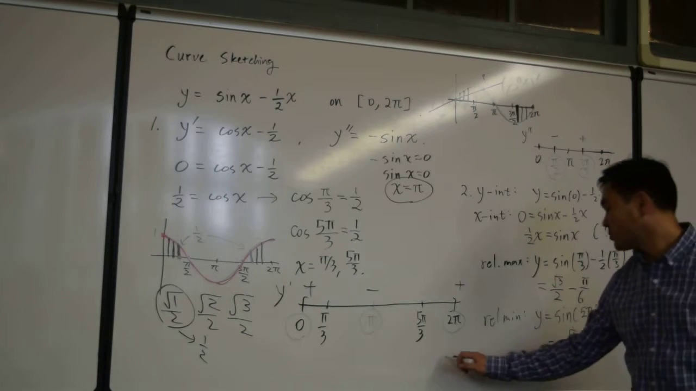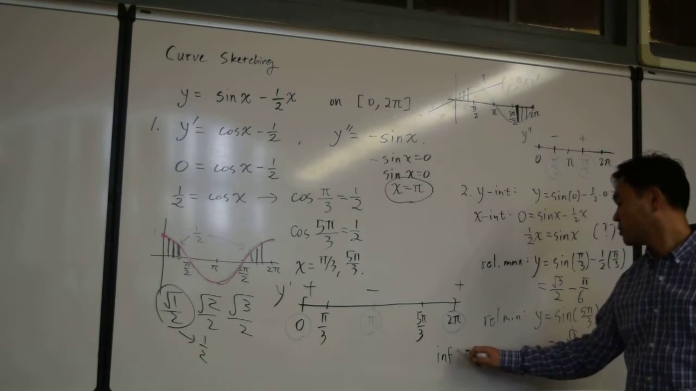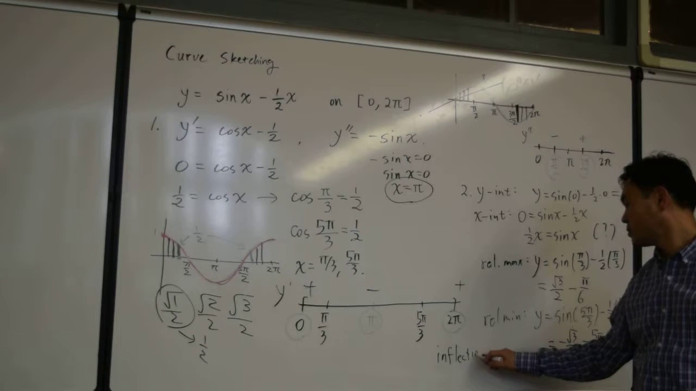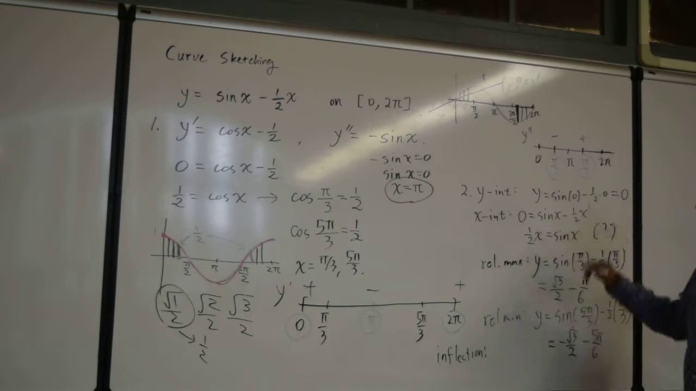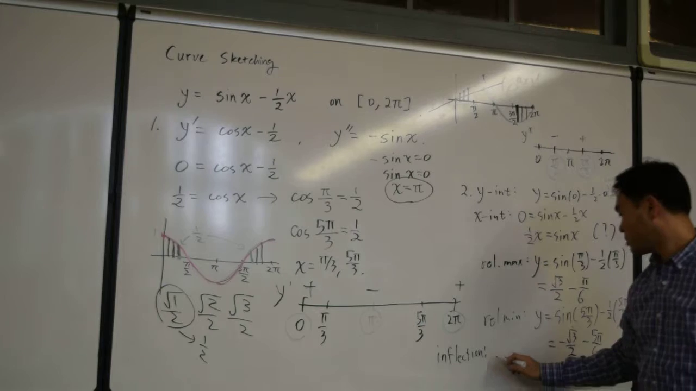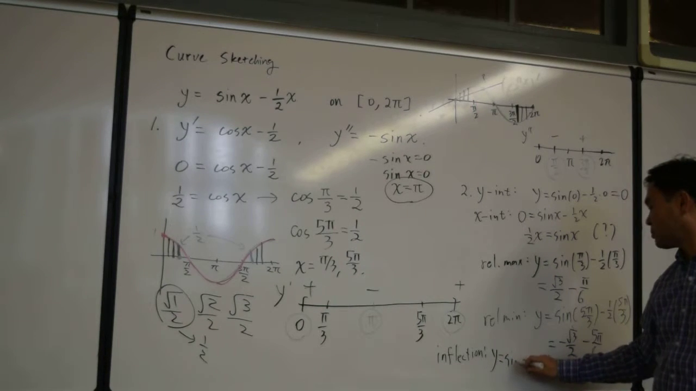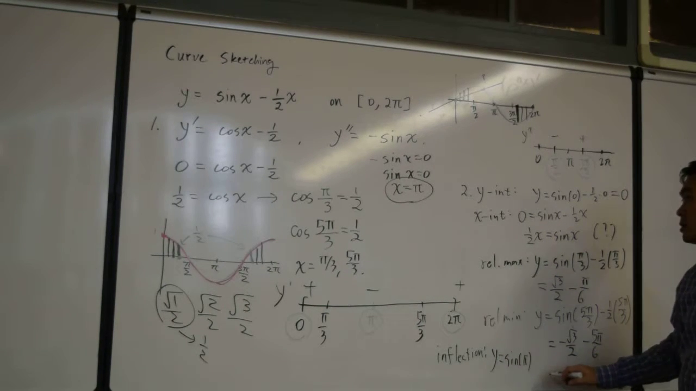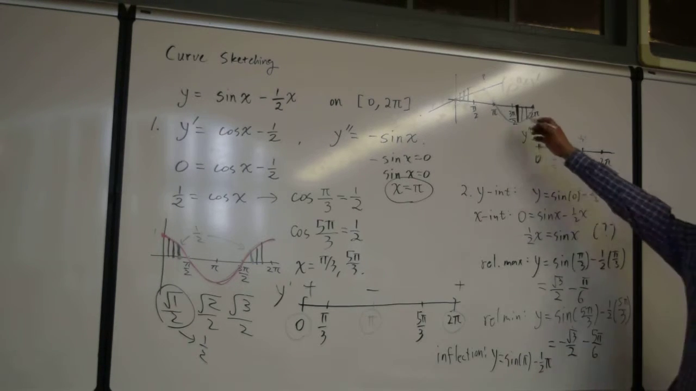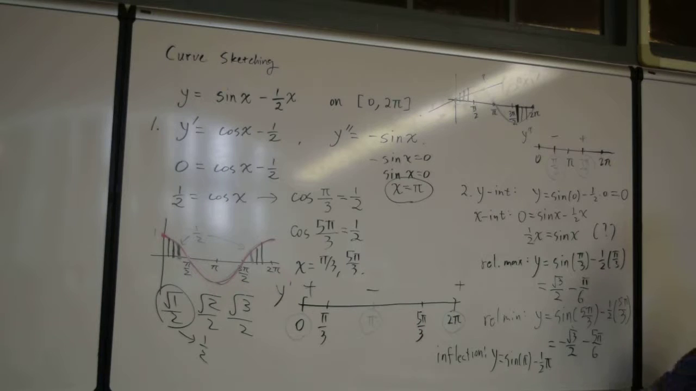And finally, for the inflection point, you have x equals pi, so if you plug in there, y equals sine of pi minus 1/2 of pi, and sine of pi is, according to this graph, 0, so it's negative 1/2 pi. So now we can put all of those together to draw the graph.